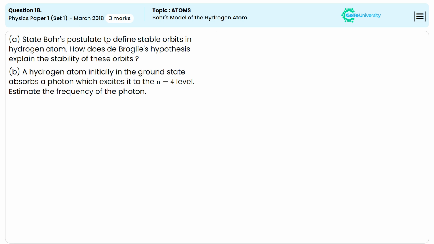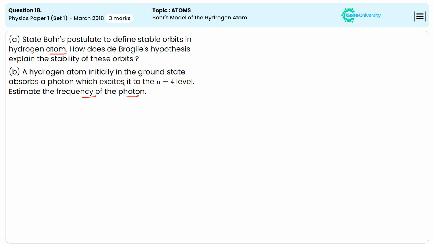State Bohr's postulate to define stable orbits in hydrogen atom. How does de Broglie's hypothesis explain the stability of these orbits? Second part of the question: a hydrogen atom initially in the ground state absorbs a photon which excites it to the n equal to 4th level. Estimate the frequency of the photon.